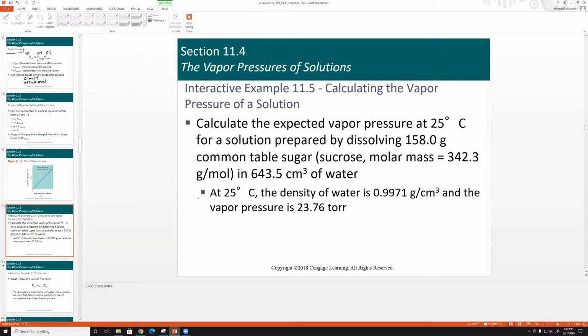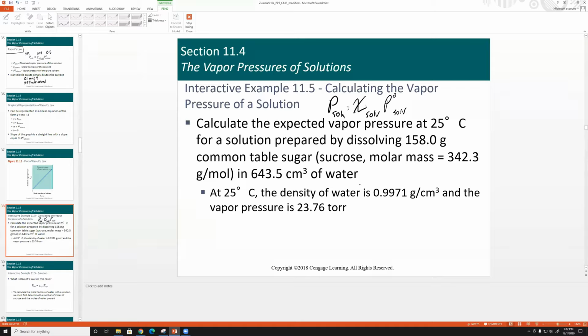So we have the equation, which is P solution equals the mole fraction of solvent times the standard vapor pressure of the solvent.